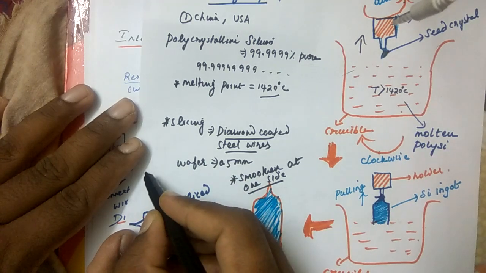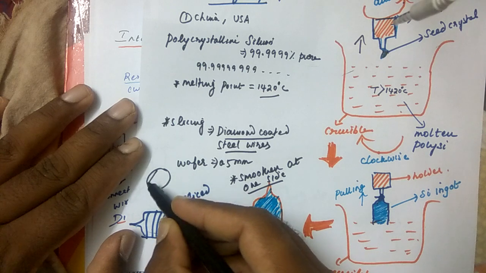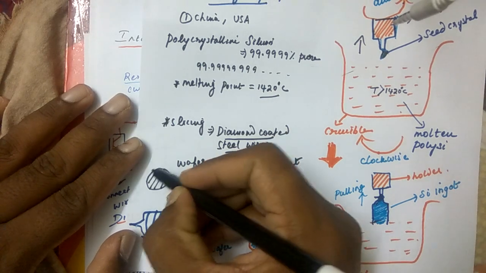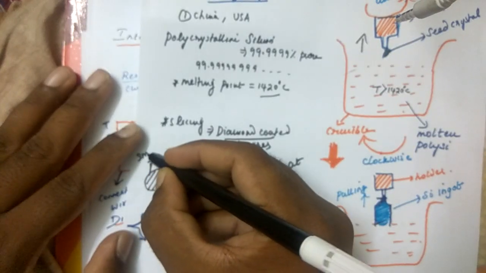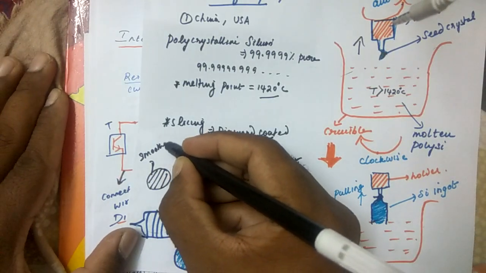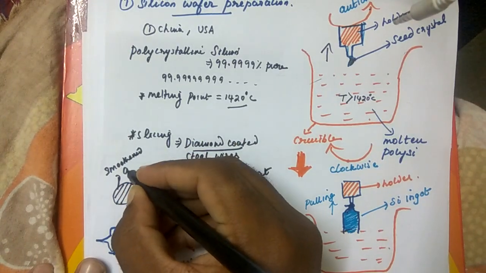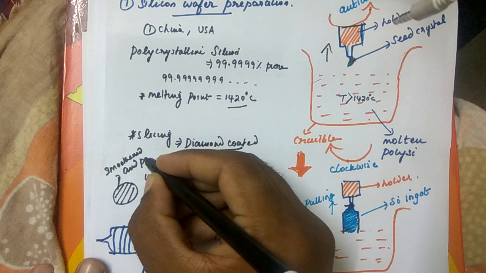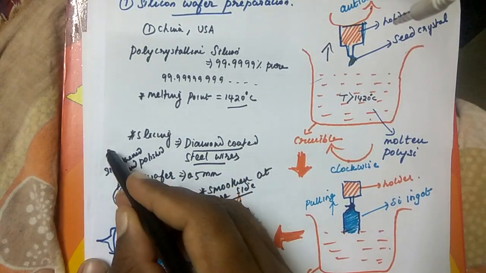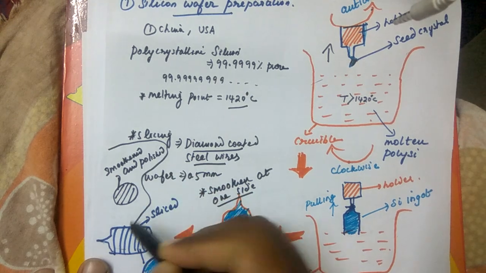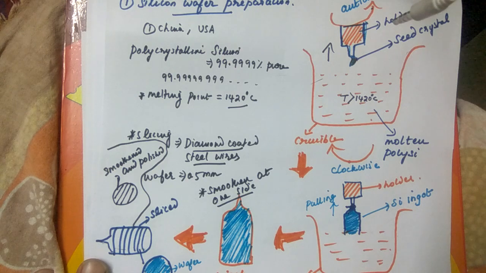So this is a silicon wafer. Only one side is smoothened and polished. Smoothened and polished. So this is how this wafer is prepared.